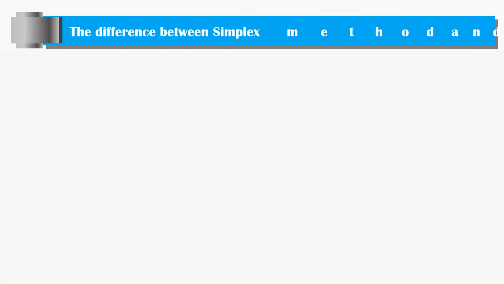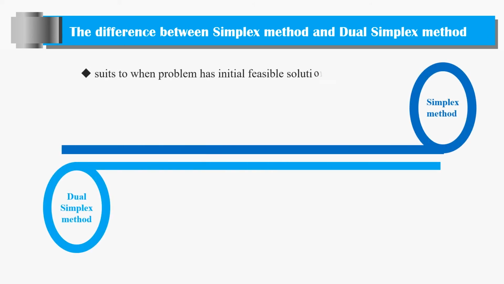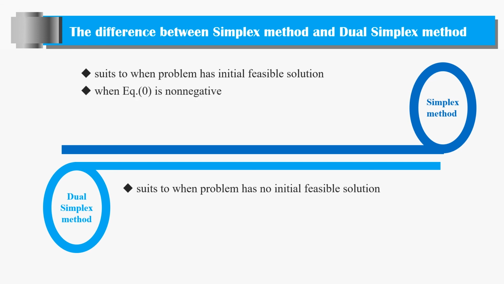So next, let's summarize the difference between simplex method and the dual simplex method. First, simplex method suits when the problem has an initial feasible solution, whereas dual simplex method suits when the problem has no initial feasible solution. Second, using the simplex method, we reach an optimal solution when equation 0 has all non-negative coefficients. While for the dual simplex method, we need to check when the right side are all non-negative.